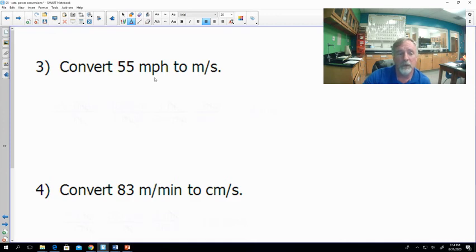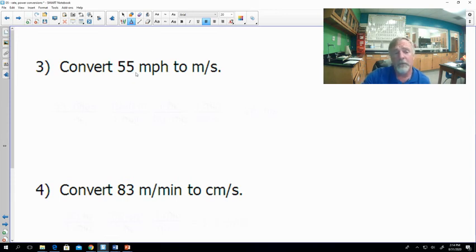So let's go through and do this. 55 miles per hour to meters per second. I hate that we do this. This is an English abbreviation, but usually when we put the M by itself, it usually means meters, unless it's in MPH, which is miles. I hate that. Sorry, that's just the way the English language has worked itself out.